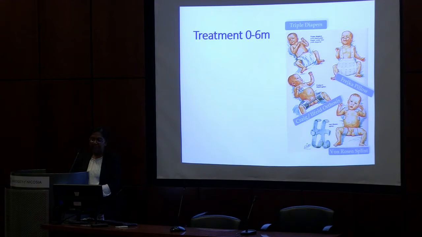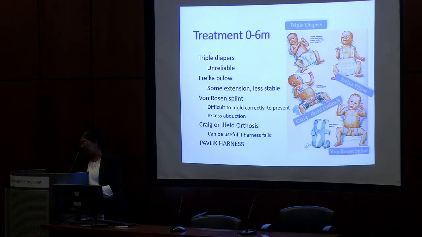Okay. So there are various types of treatments available. You'll see multiple splints on the market. What we do know is triple diapers or double diapers really don't work. This French cut pillow, which is this, provides some support, but it's not very stable. The Von Rosen splint, which is down here, can be used as long as you know how to mold it and you're holding the hip in the right position and you want to avoid too much pressure on the skin. The Craig splint can be used, especially if the harness fails. It's good to have an option for a rigid orthosis.